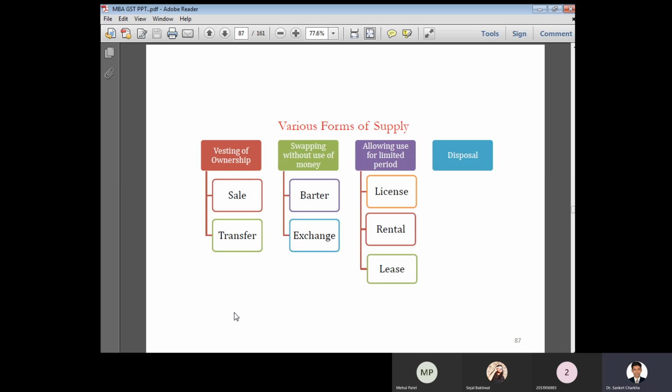The first thing is the barter situation. What is the meaning of barter? That is, goods have been exchanged for goods and services have been exchanged for services. So exchange of goods for goods and services for services is an example of barter, wherein there is no use of money. But it is still called a form of supply. Why? Because the goods are moving from one place to another, from one person to another person.